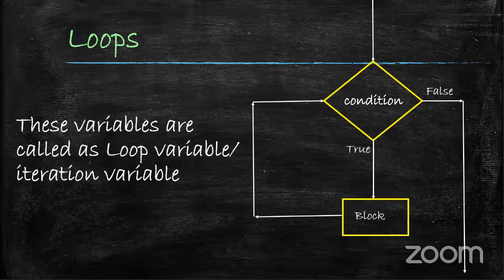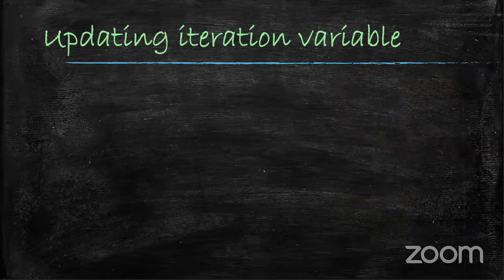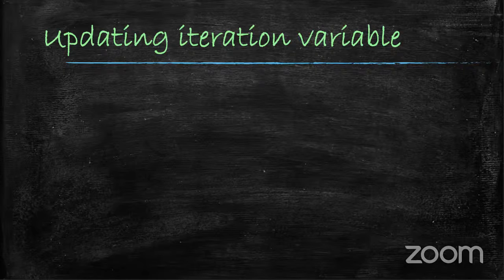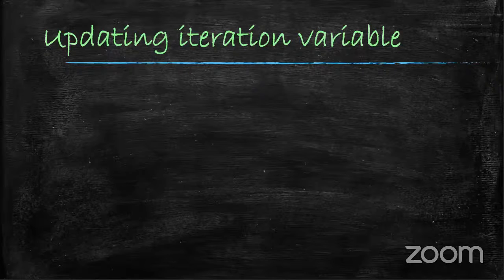These variables are called loop variables or iteration variables. The variables associated with this condition are called loop variables or iteration variables. Now, as we have already seen, these iteration variables need to be updated, so we need a specific statement inside the block where this particular variable will be changed or updated. Let's see how it can be done.